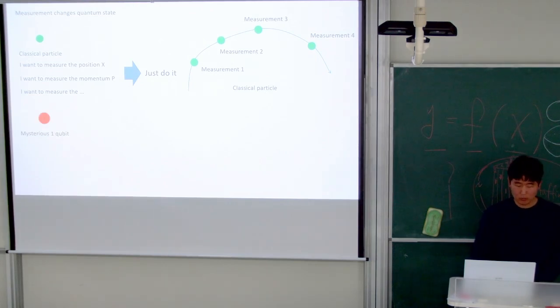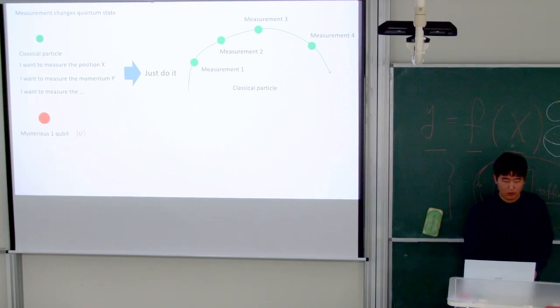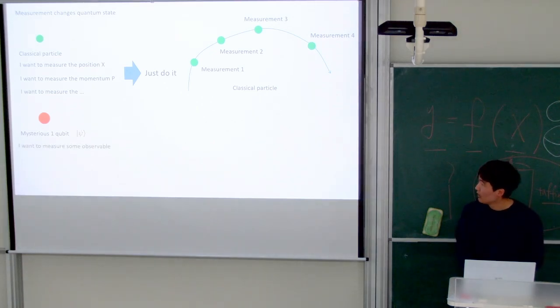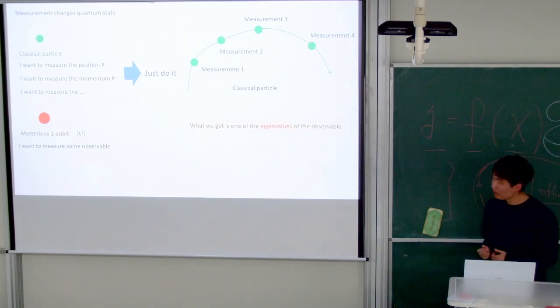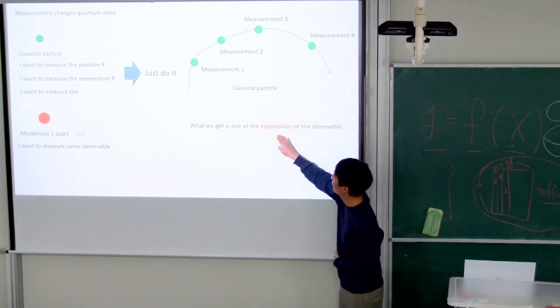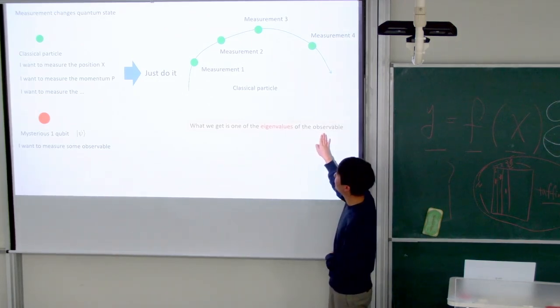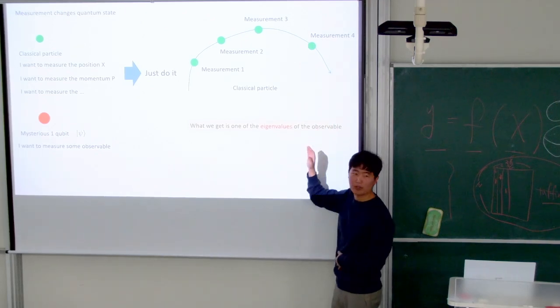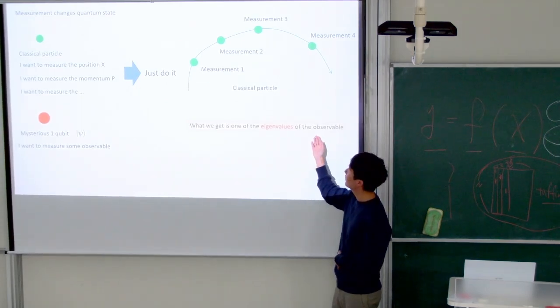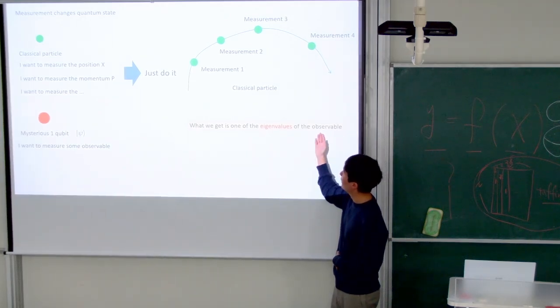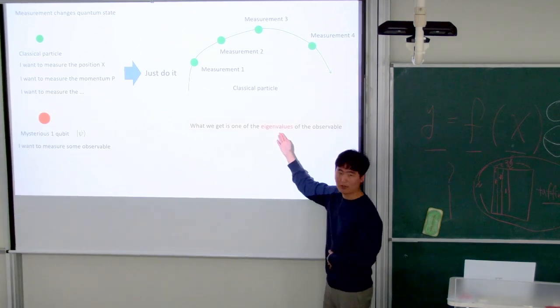However, let's say we have 1 qubit, this is psi, and I want to measure some observable. Observable means position, momentum, energy, something like this. And what do we get? What we get is one of the eigenvalues of an operator. Here in qubit space, it is a matrix. If we measure it, we get one of its eigenvalues.